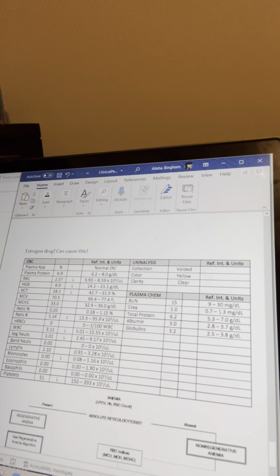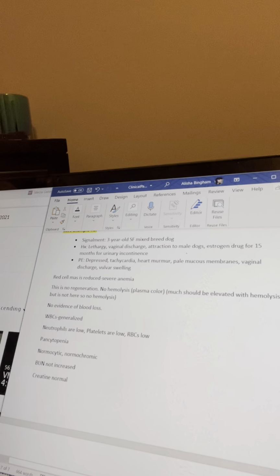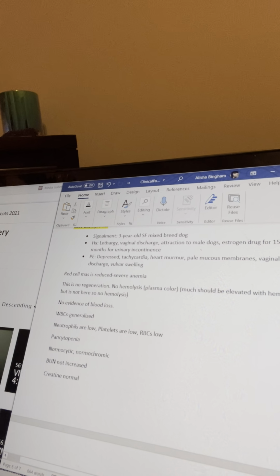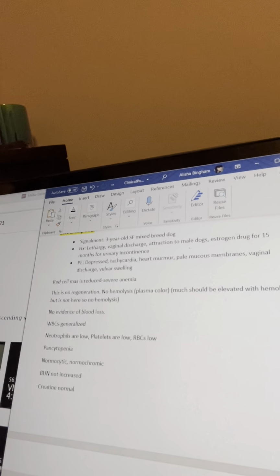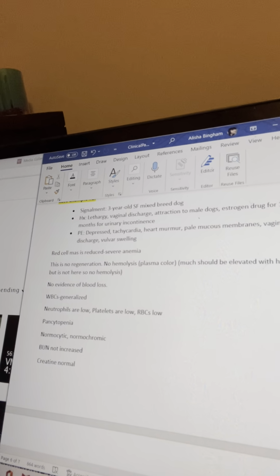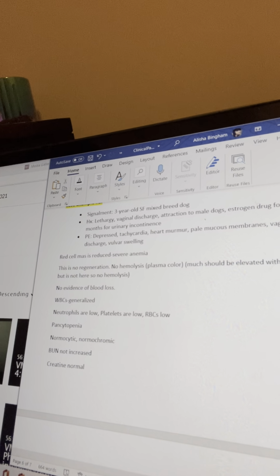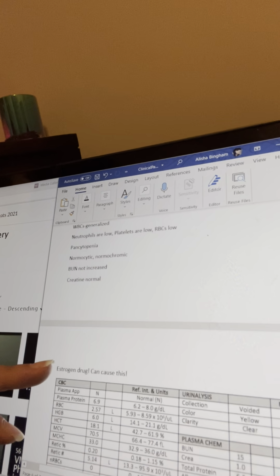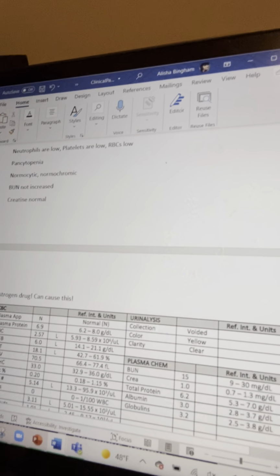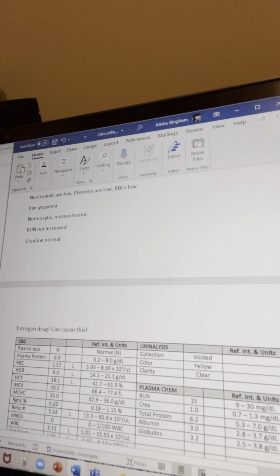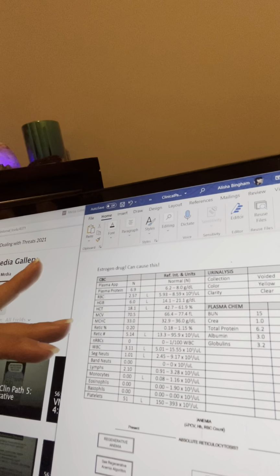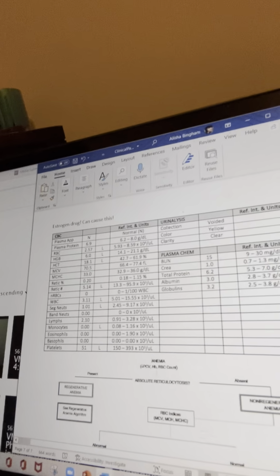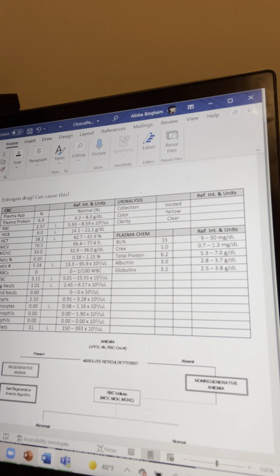So here's the blood work. The red cell mass is reduced, so it's a severe anemia. There's no regeneration, so it's non-regenerative. There's no hemolysis. There's also no evidence of blood loss. The white blood cell counts are generalized. The neutrophils are low. The platelets are low. RBCs are low. So what did I tell you when all 3 of those are low? It means pancytopenia. It's also normocytic, normochromic. And here we are. So it was the estrogen drug that caused this non-regenerative anemia.